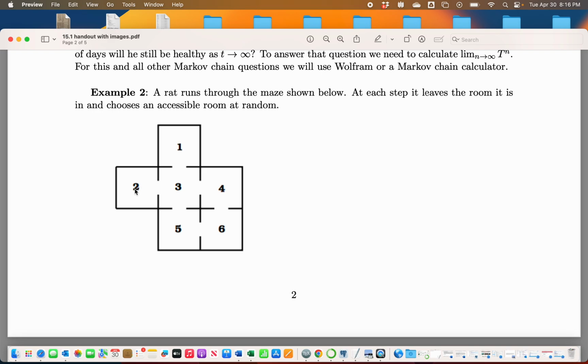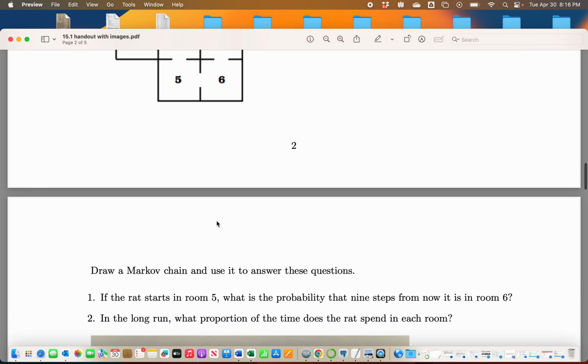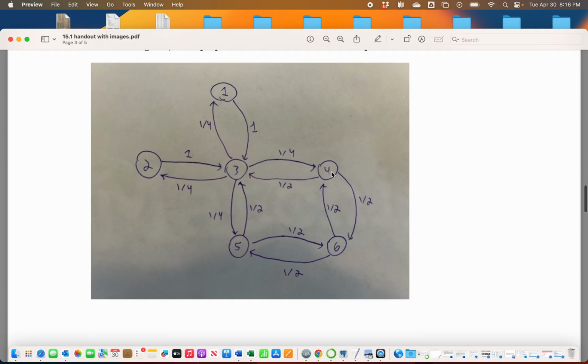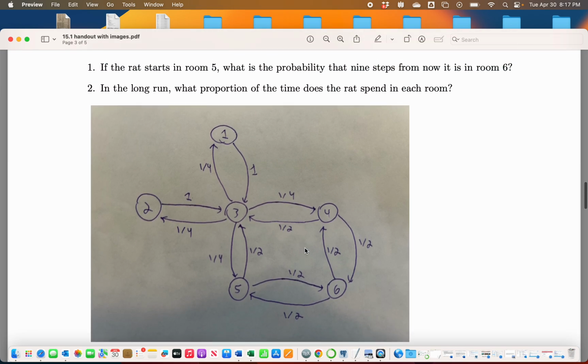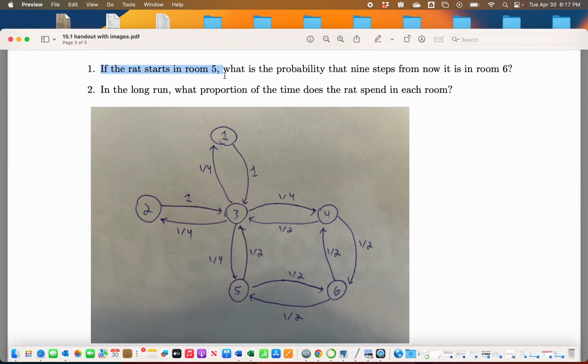Same thing with 2. If it's in room 2, it's guaranteed to be in room 3 at the next step. If it's in room 4, it flips a coin between rooms 3 and 6. So anyway, that's what this is showing. If you're in room 4, flip a coin. Go to room 3 or go to room 6. Okay, if it's in room 3, it has a quarter chance of going to any of the adjacent rooms. So there's a Markov chain that models that. So we could ask all sorts of stuff. If the rat is in room 5, what's the probability that 9 steps from now it's in room 6? You know, whatever.